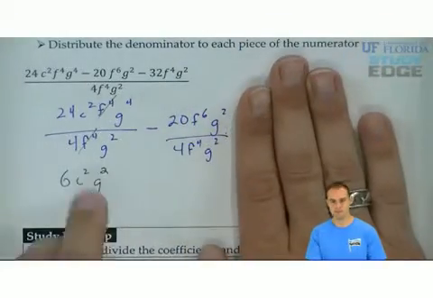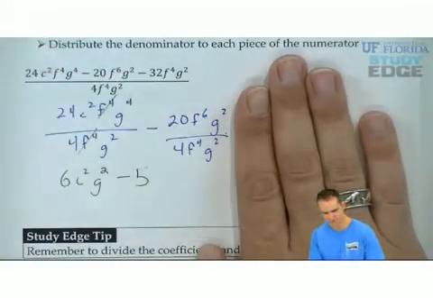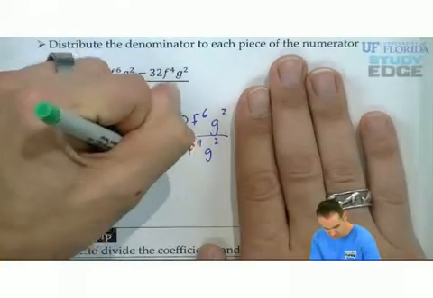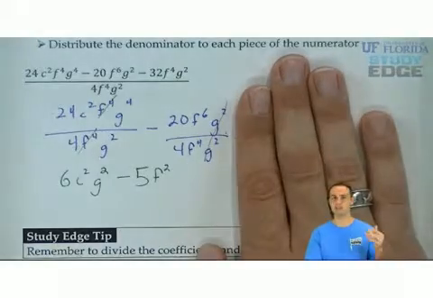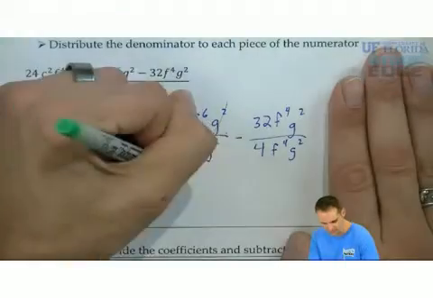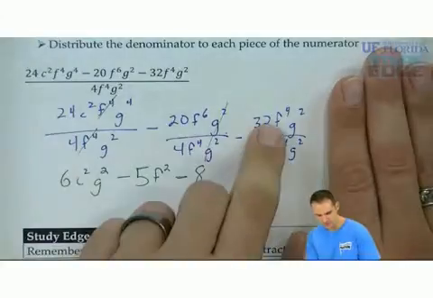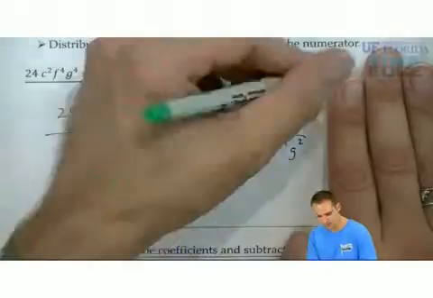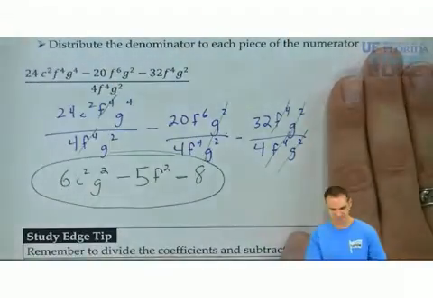Rinse and repeat. Minus 20 over 4 is 5. Then we subtract. 6 minus 4 is 2. 2 minus 2 is 0, because that's been simplified completely. It's reduced. One more time. Minus 32 divided by 4 is 8. 4 minus 4, that's been simplified. 2 minus 2, that's gone as well. So that would be your final answer.